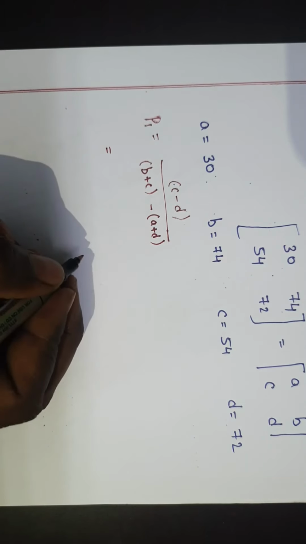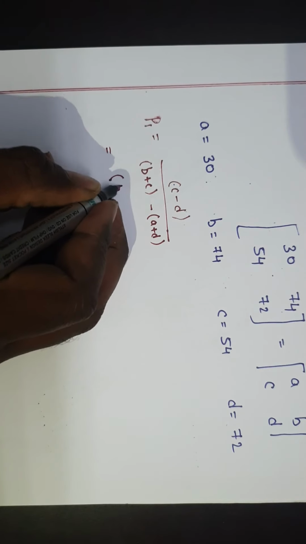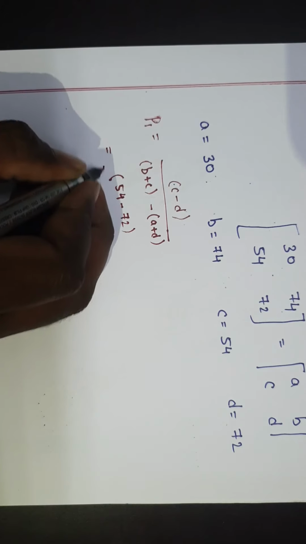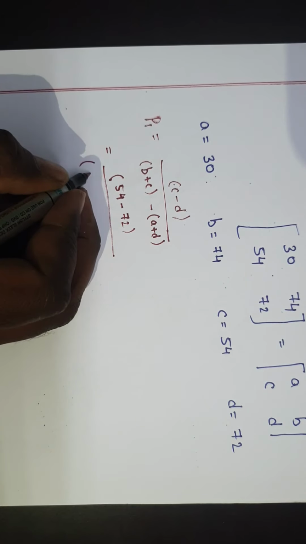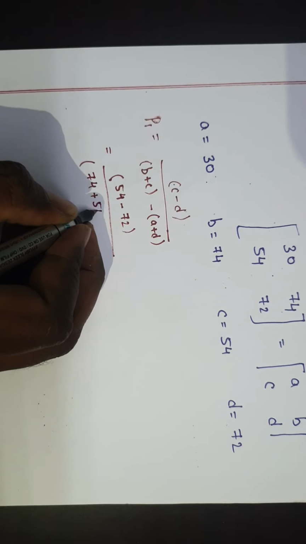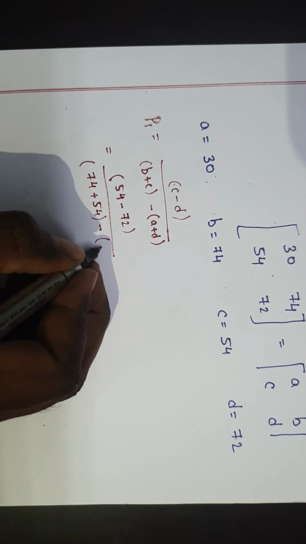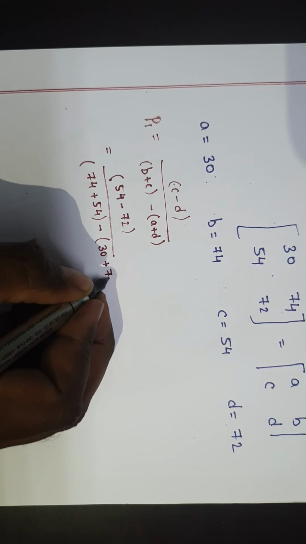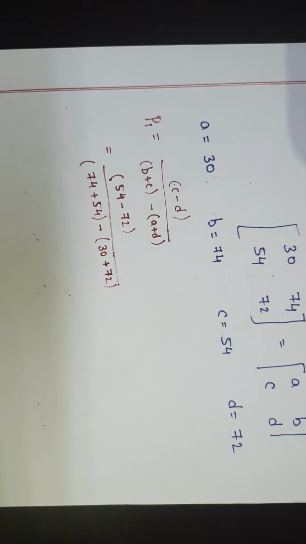So what is the value of C? As you can see, C is 54. D value is 72, B value is 74. Then C value is 54, minus A value, which is 30, plus D value, which is 72.